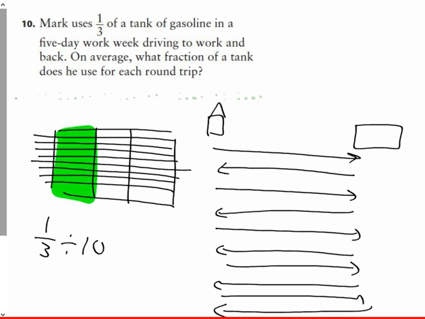4 lines in here. That's not bad. That's 10 parts. So this is Monday morning, Monday PM, Tuesday, Tuesday, Wednesday, Wednesday, Thursday, Thursday, Friday, Friday.